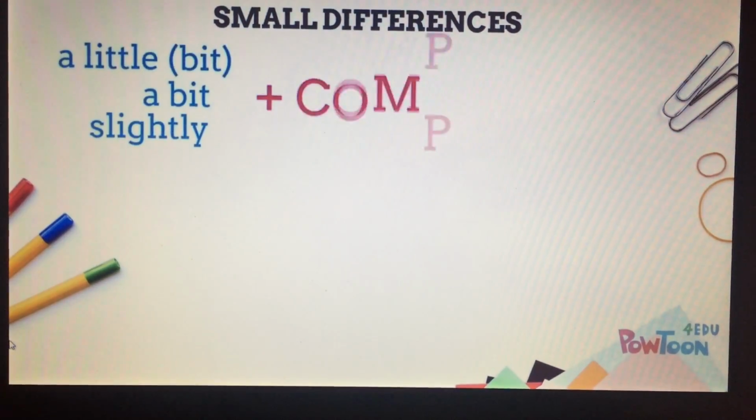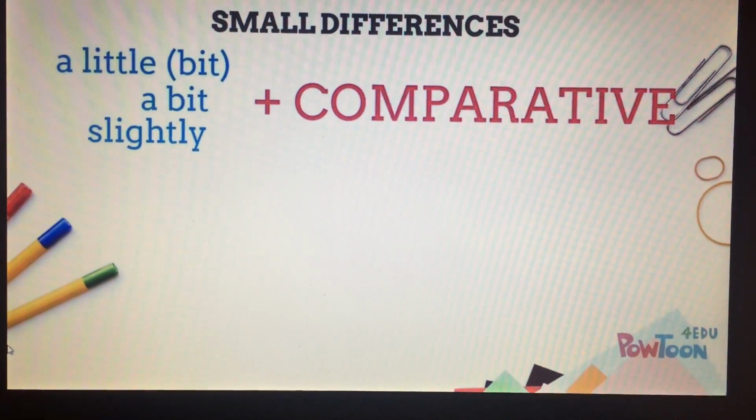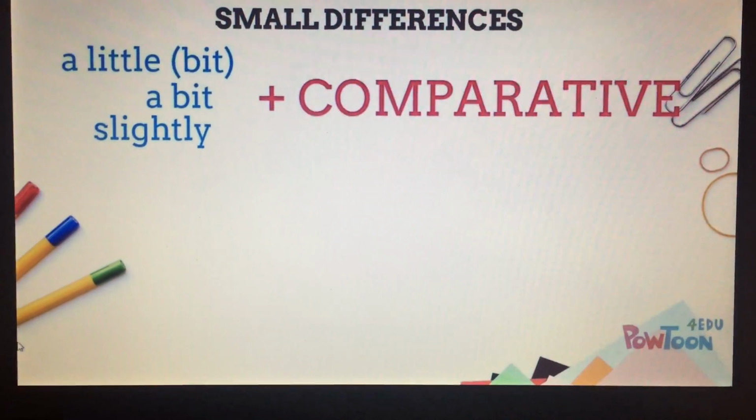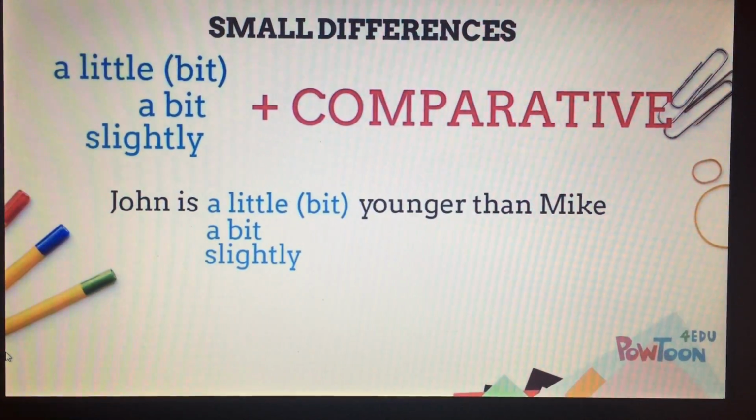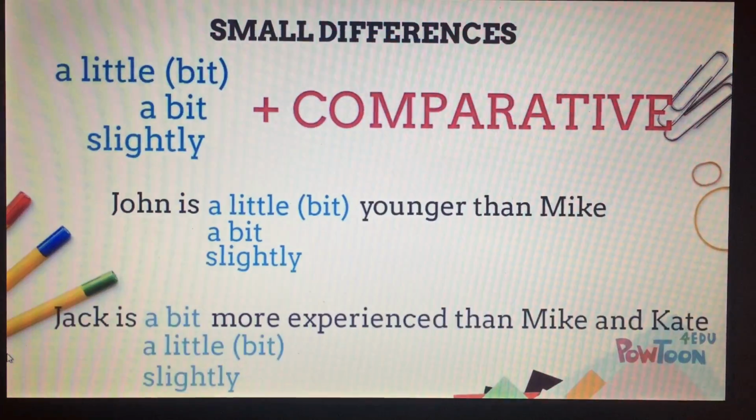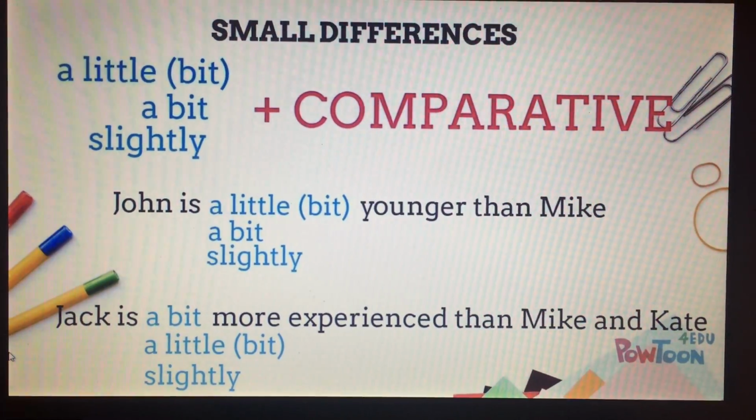When we talk about small differences, we use the words a little, a bit, slightly, plus the comparative. For example, John is a little younger than Mike. John is a bit younger than Mike. John is slightly younger than Mike.